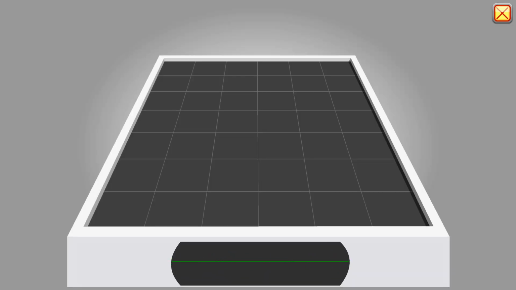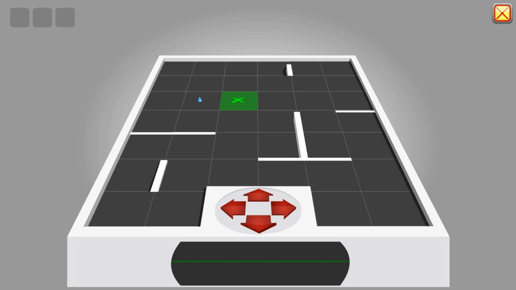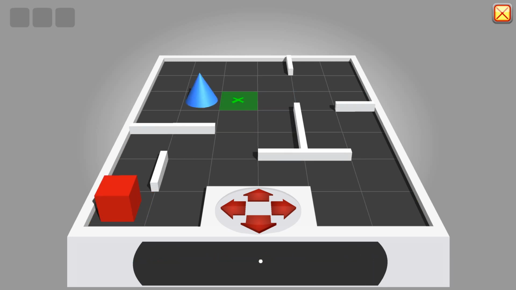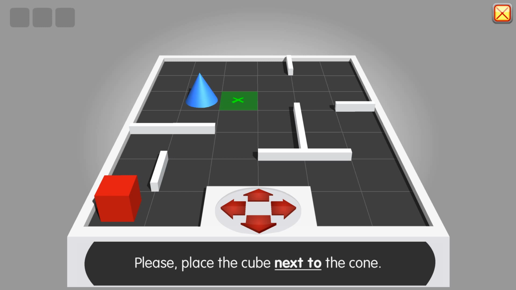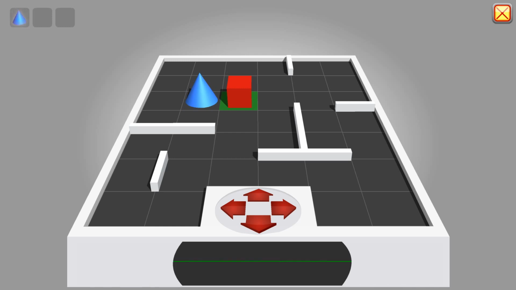Welcome to 3D space. Arrow key panel activated. Activity initializing. Commence play. Please place the cube next to the cone. Excellent. You placed the cube next to the cone. Thank you.